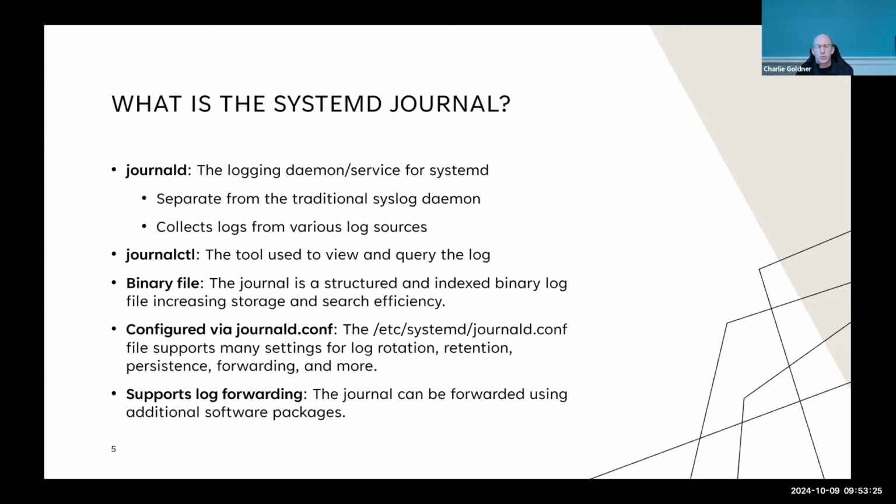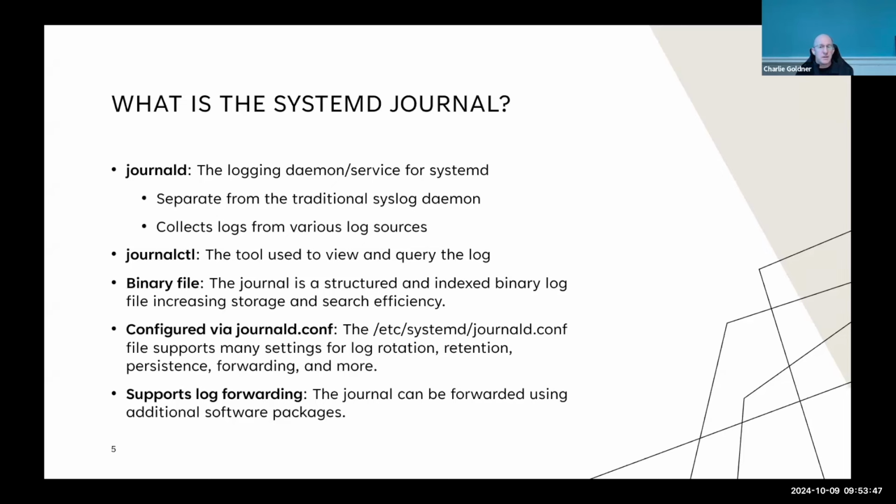We can't use our traditional text parsing tools on the journal file because it's a structured format. It's binary. It actually saves space on the system by logging in this fashion. So your normal text-based logs might use 10 megs, whereas the journal might use half that or a quarter of that size, logging the same type of information.